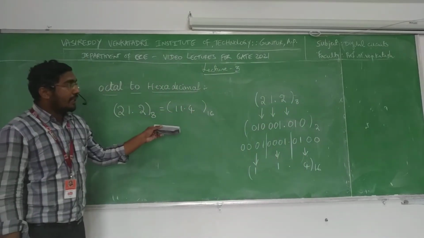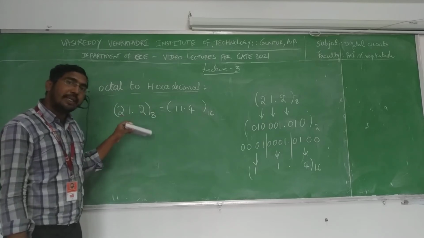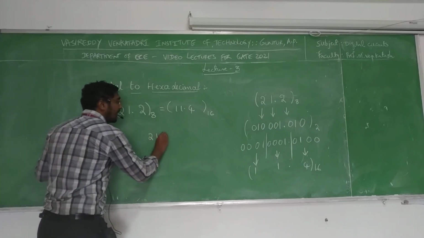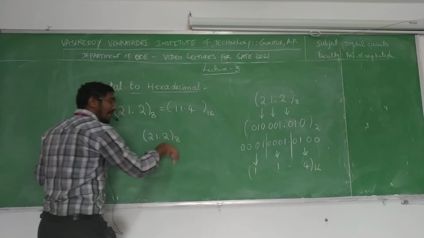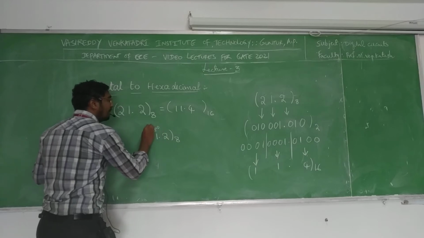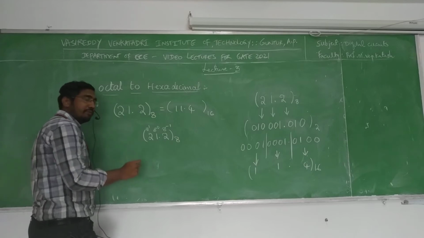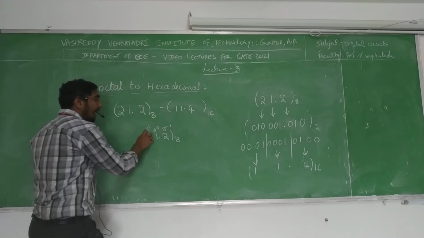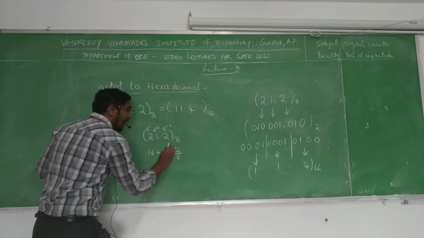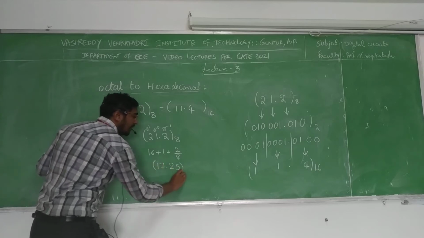I have taken the intermediate step as binary. One can also solve the problem using the decimal help. If you want to use the decimal help, the procedure is: 21.2 base 8 first has to be converted into decimal. Here 8 power 0, 8 power 1, 8 power minus 1. We have to write the powers on top of the given number. 8 twos are 16 plus 1 plus 2 by 8. When you add all those, you end up with 17.25 base 10.